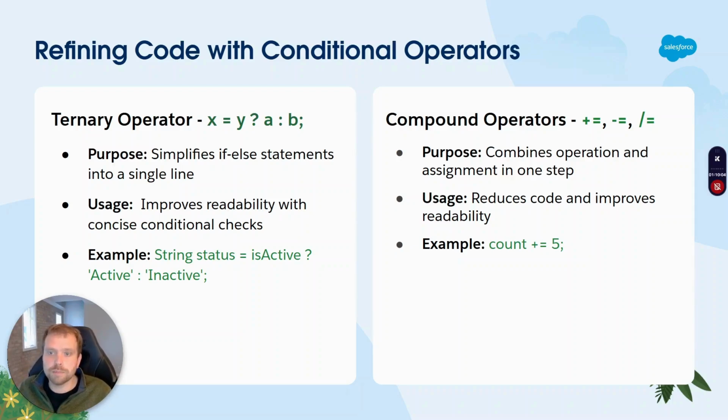The next one is compound operators. So these are the plus equals, minus equals, divide equals. If you ever have to get a count of some records or a list in a for loop or a while loop, this is a shorter, concise way to do this with the plus equals instead of saying the more traditional way that your count equals current count plus whatever you're counting. Fairly self-explanatory, so we don't have to spend too much time on that.